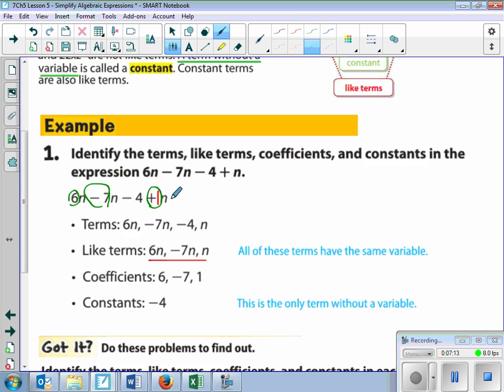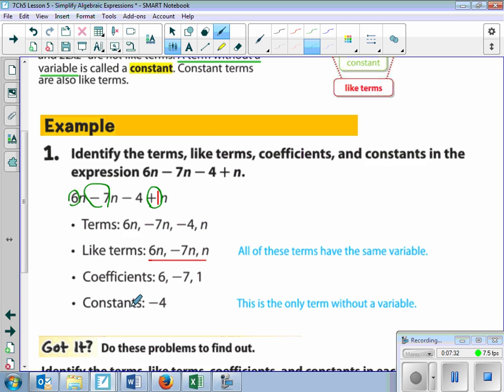How many n's do I have there? 1. If I had 2 n's, it would be 2n, right? If I had 3 n's, it would be 3n. If there's only 1 n there, it's 1n. So there's the 1 that represents the coefficient. Is everybody clear? All right.